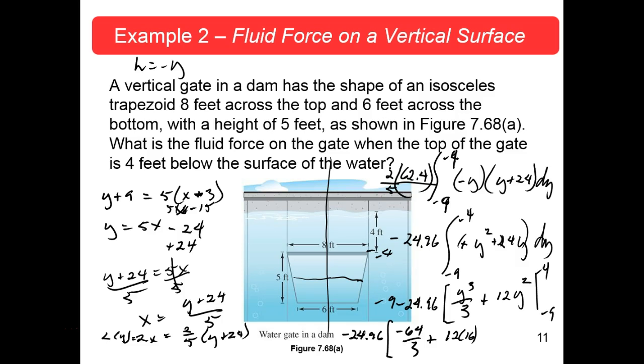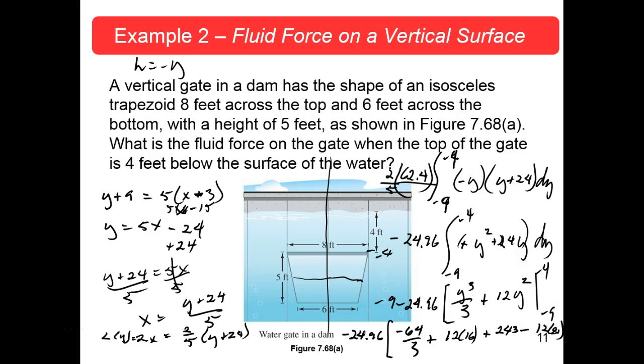Minus, when you put a -9 in here, that's going to be 729 over 3. 9 cubed, 81 times 9 is 729, divided by 3. Can anyone do that? 729 divided by 3 would be 243. I think it's 243. Then it's going to be a minus when you subtract the next one in, 12 times 81.